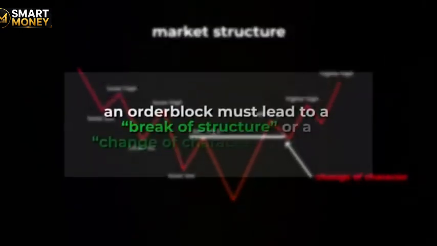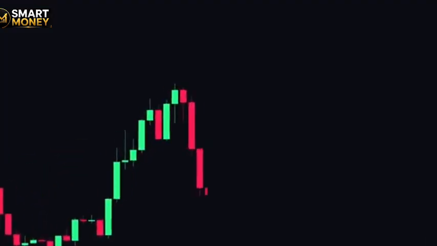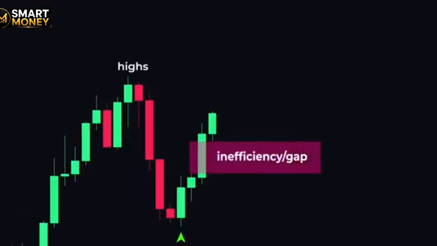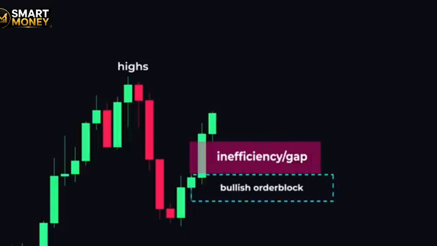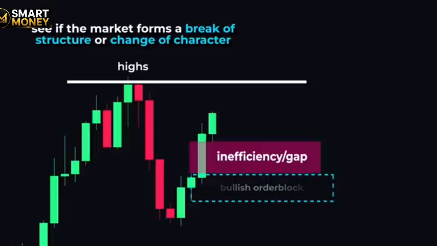For an order block to be valid, it must lead to either a break of structure or a change of character afterward. Let's see an example. In this chart, we see a significant upwards move, coupled with a gap or inefficiency. So there's a possible order block here. However, this doesn't mean we can immediately draw an order block, as we need to first see if the market forms either a break of structure or a change of character afterward. Right here, we notice that the price hasn't yet formed a break of structure, as it hasn't broken these previous highs, so we wait for the price to develop further.